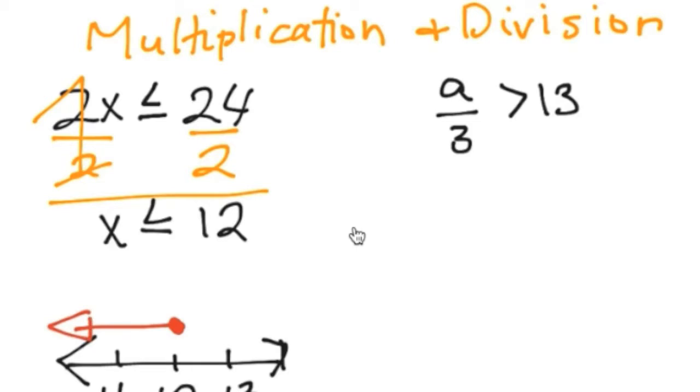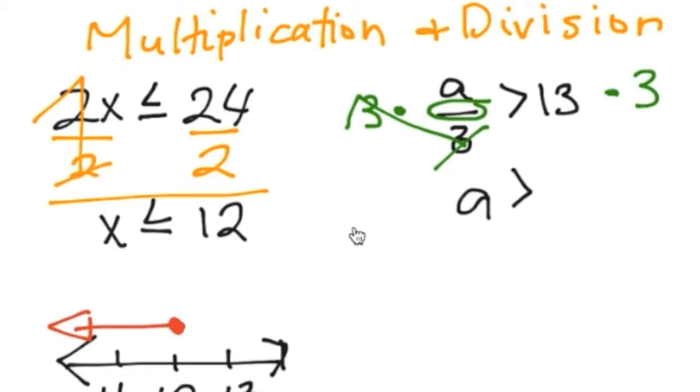With a divided by 3 is greater than 13, remember the division is right here. That's showing us the division. So we do multiplication to solve. So I do times 3 on this side, times 3 on this side. Remember, this makes a big 1. That cancels to a 1. So we have a is greater than 13 times 3 is 39.